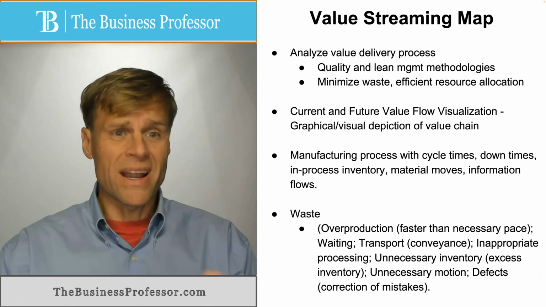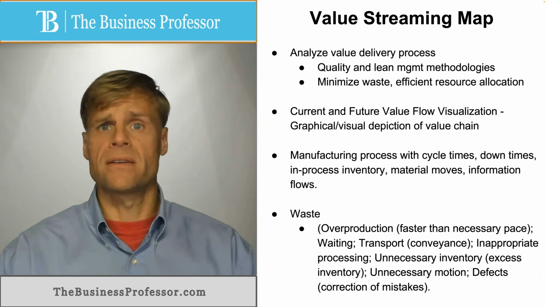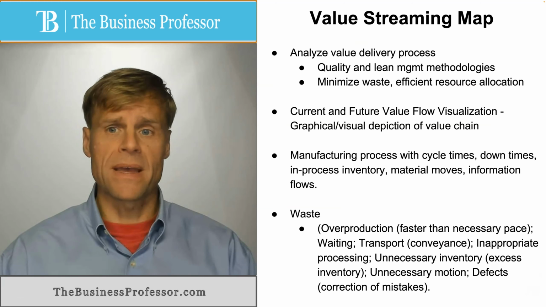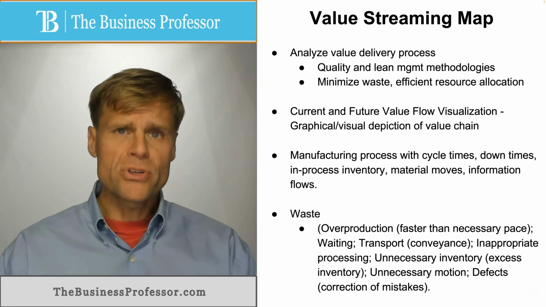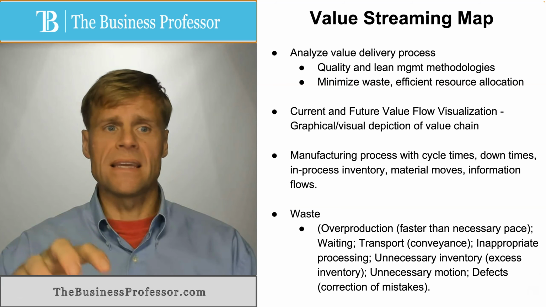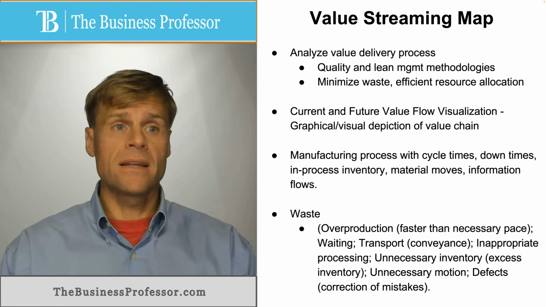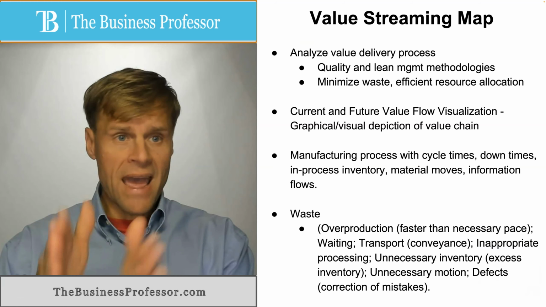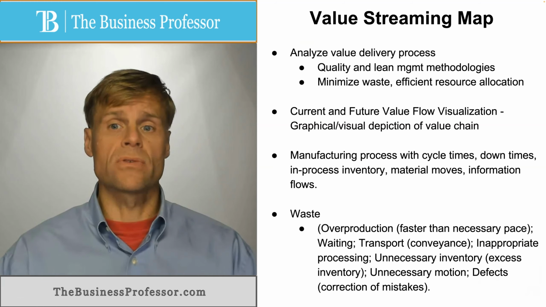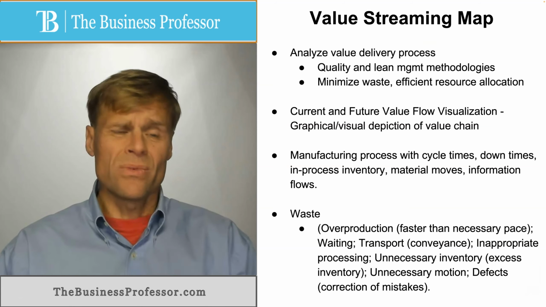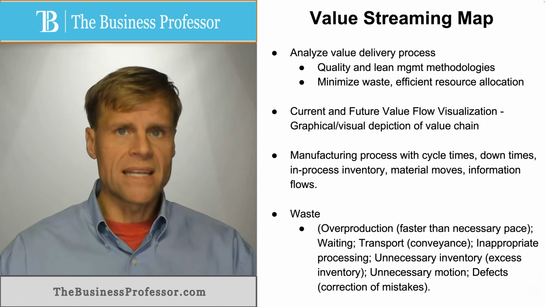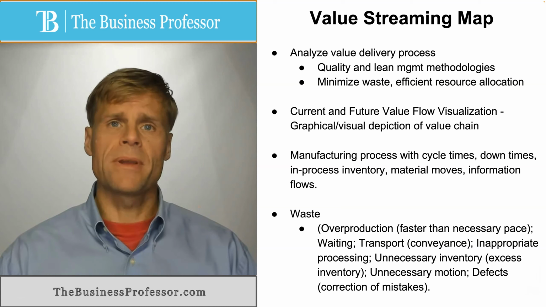unnecessary inventory, or excess inventory that just sits there and is not moved, taking up space; unnecessary motion, or inefficiency in the actual value creation process; and then defects in the ultimate outcome of your processes, or mistakes. So these are the primary types of waste identified through the value streaming map.